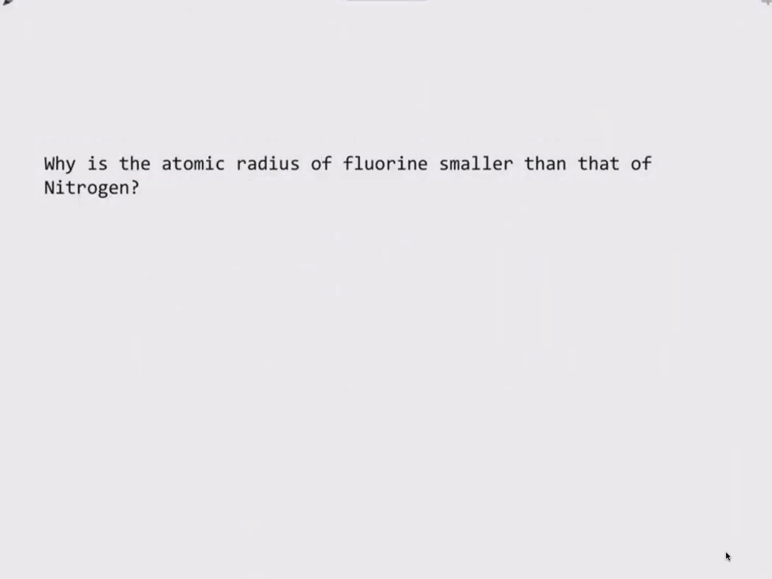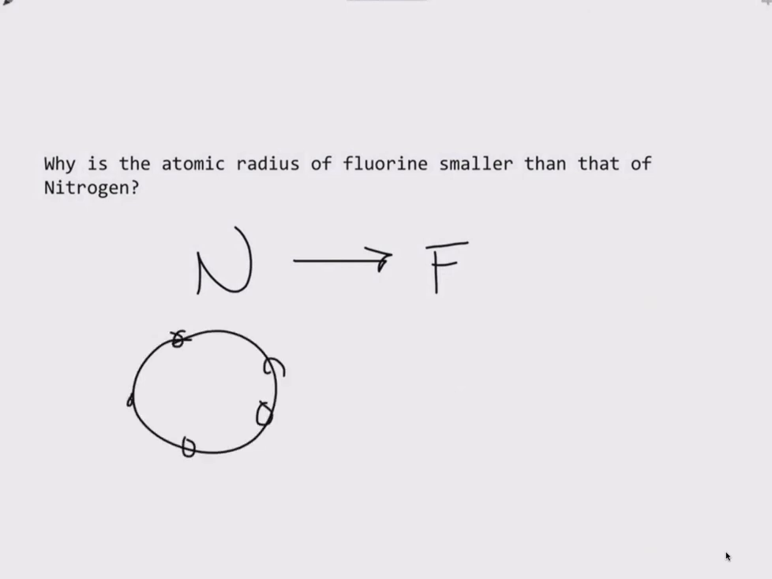Why is the atomic radius of fluorine smaller than that of nitrogen? Well, nitrogen and fluorine are in the same period of the periodic table, the same row. Fluorine is farther to the right. And what happens is, as you add electrons to the outer energy level of an atom, you're also adding protons to the center, to the nucleus. So the number of protons in nitrogen is 7, and in fluorine it's 9.